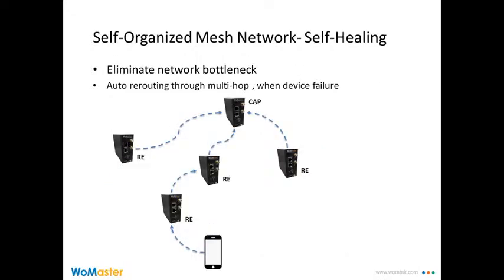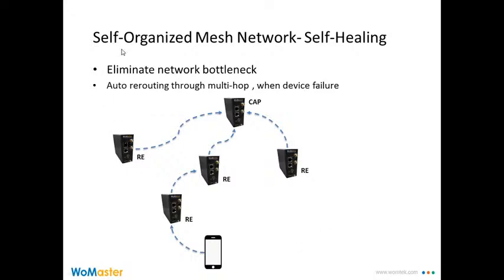Mesh network can also manage its network by itself. We call it self-healing. In the initial network, usually it can connect to the CAP with the path of fewer hops. But if any device fails, it will recover the connection through the other alive mesh devices connected by other paths.